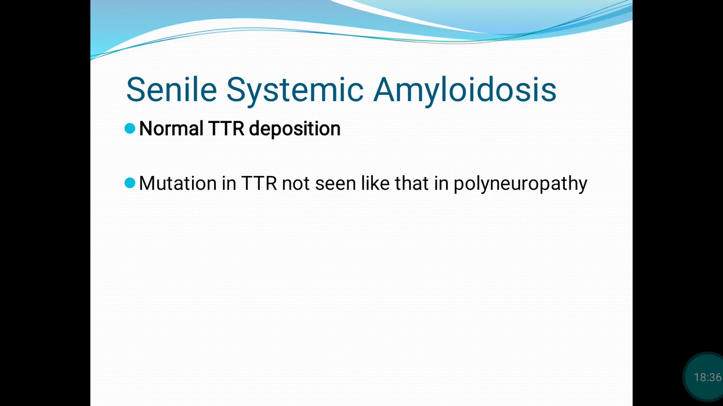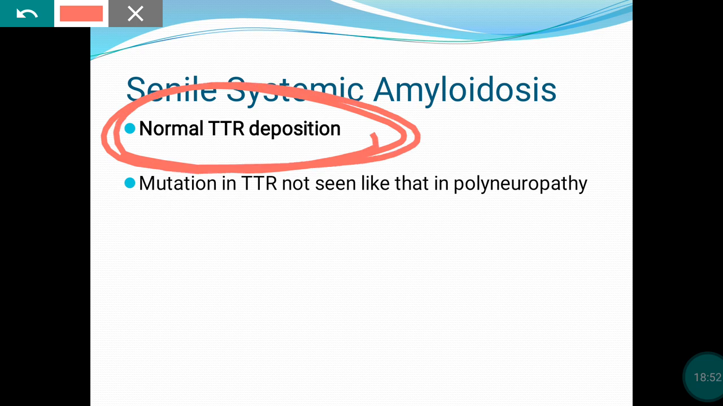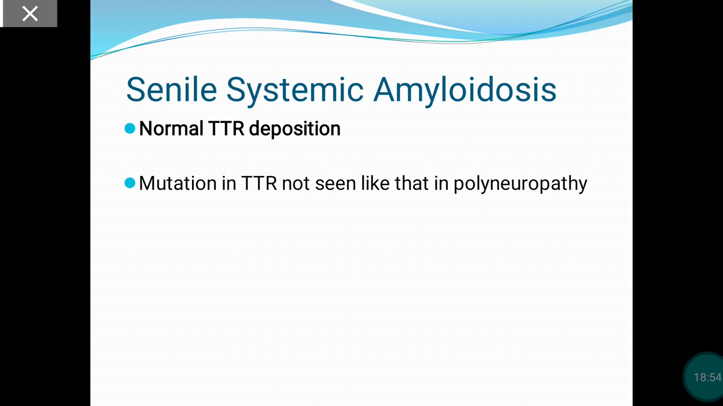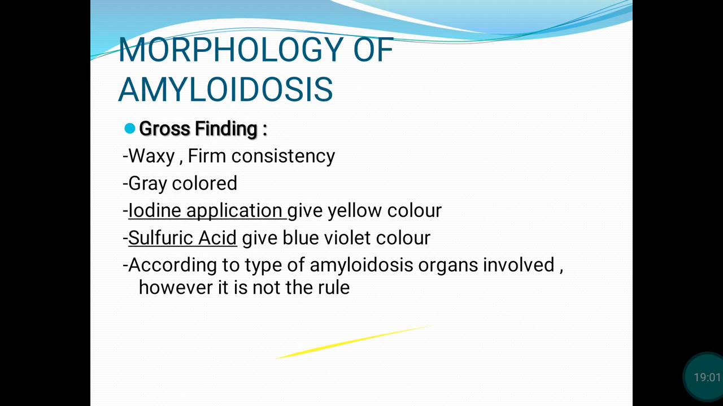Now, the last, sixth category is senile systemic amyloidosis. What happens in this condition? Just remember, in familial polyneuropathy, there is a mutant form of TTR. Here the deposition is of normal transthyretin. So that is called senile systemic amyloidosis. So that is all regarding the classification. Now I will move further, and we will discuss the morphology of amyloidosis.